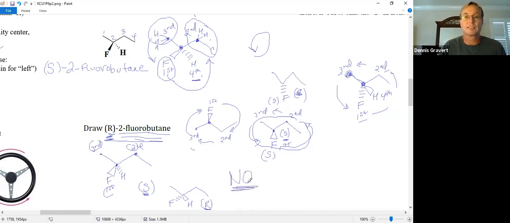Don't do this. I've had students say, you know what, if I squeeze this fluorine up here, don't do this, don't do this. Why am I even showing you this?